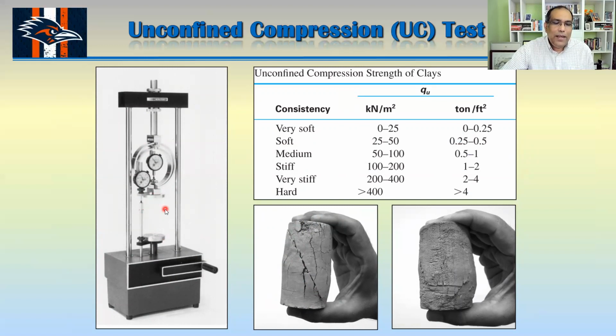Let's say the soil failed at sigma 1. So what's the shear strength of that soil? That would be sigma 1 divided by 2. What's the compressive strength? That's sigma 1. This one failed at a compressive force of sigma 1, but you can see the shear strength is actually half of that.